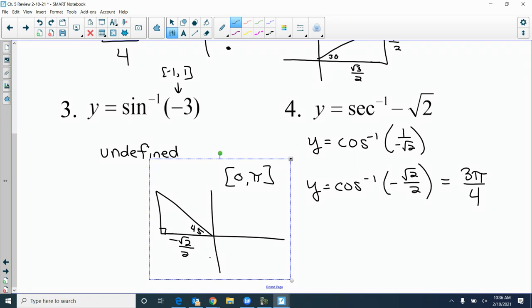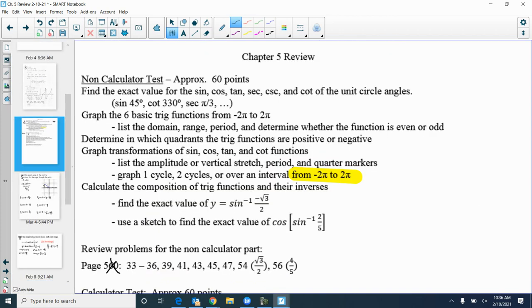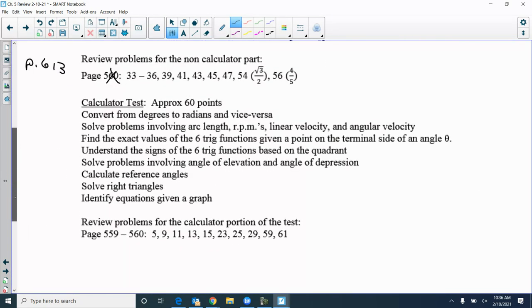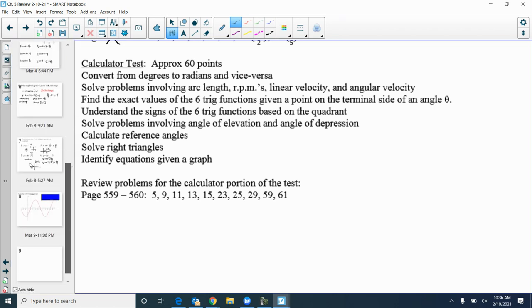Okay. And now one of the things that was on the review that I want to take another look at, we've done a little bit of this: identify equations given a graph. I'm going to give you a graph, and you're going to give me the equation. So let's take a look at one of those.